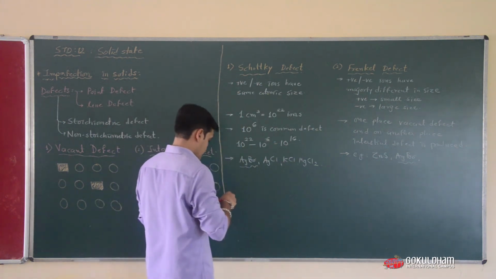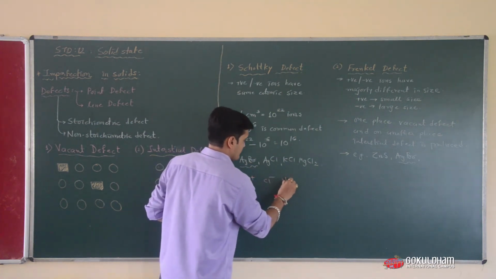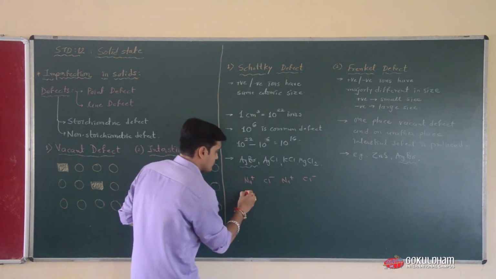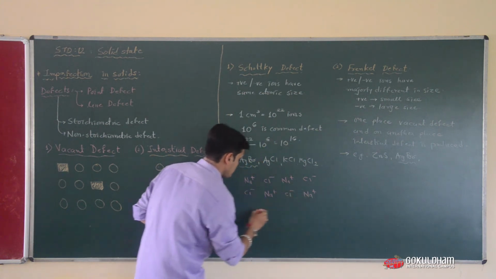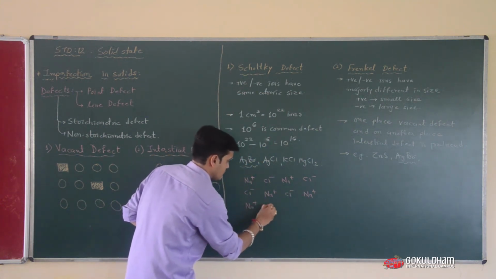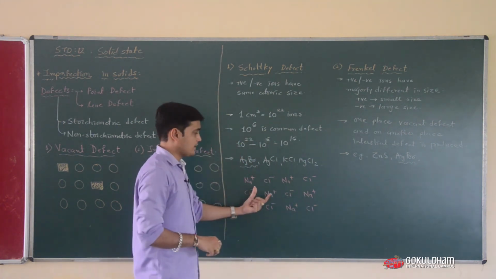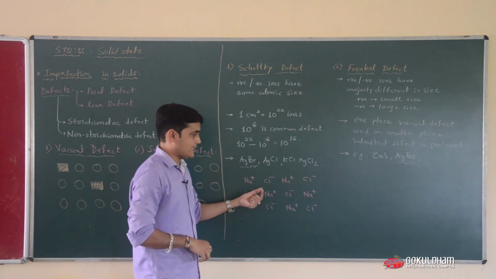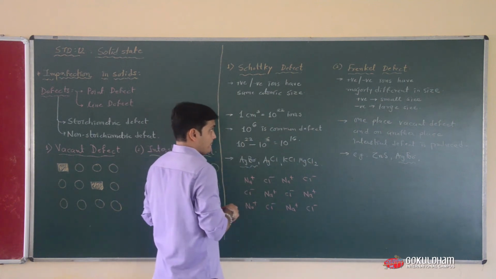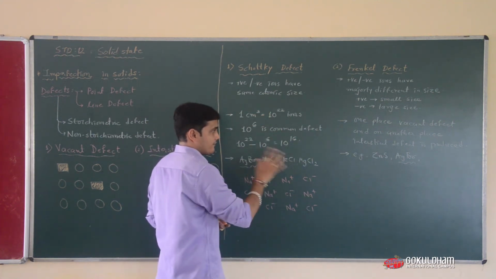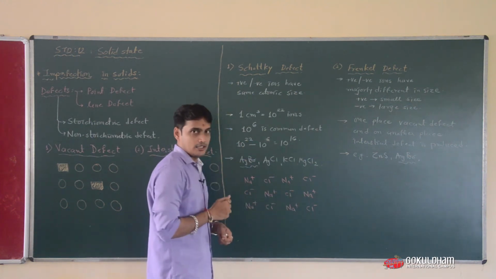Now, see, this Na plus Cl minus, this is just for your understanding. This is the normal arrangement of positive and negative ions in the solid. Now, this is a stoichiometric defect. So, the number of positive and negative ions will be the same throughout the solid.